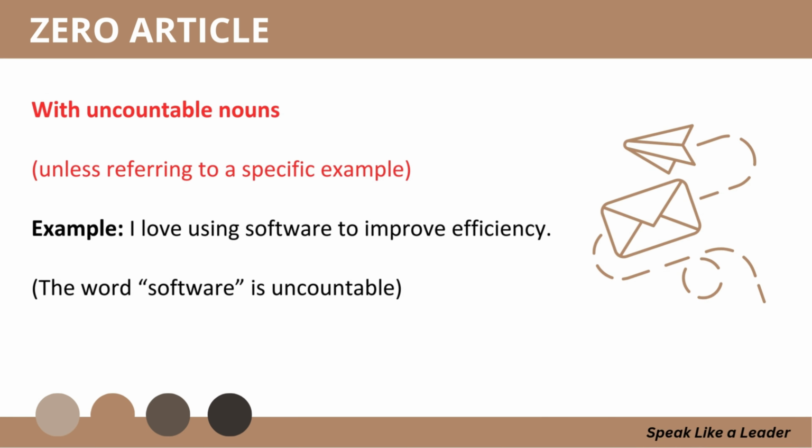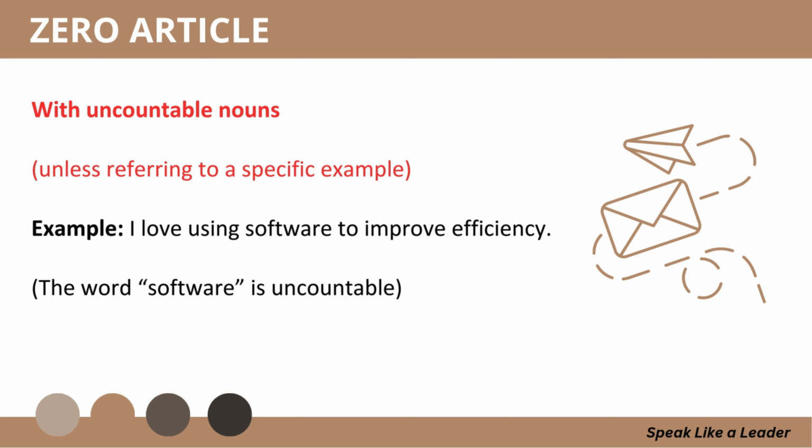What about uncountable nouns? Let me remind you that uncountable nouns are the nouns that do not change in their plural form. Okay, so I love using software to improve efficiency. The noun software is the same in singular and plural form, so it's an uncountable noun and it doesn't need an article.